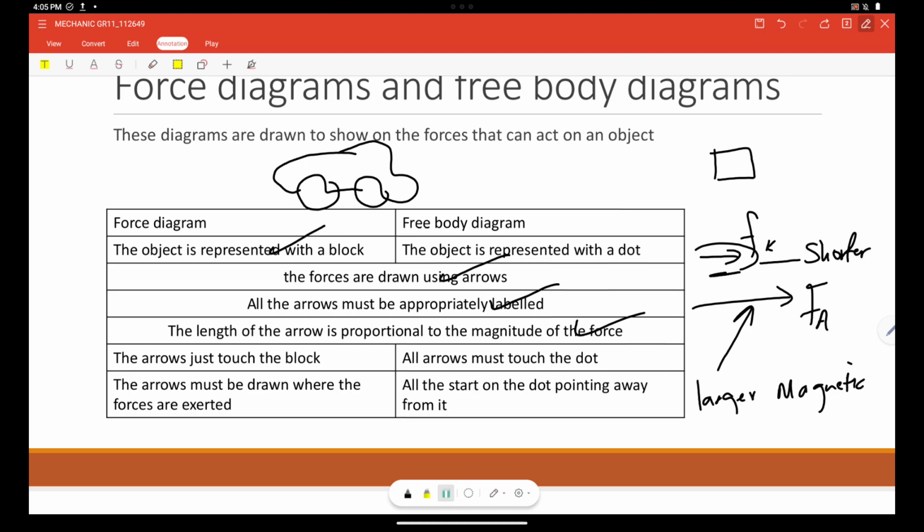Then the other one says arrows must touch the block. If this is the applied force and I'm drawing it, it is very important that the force must touch the box. If you draw the force applied some distance away from the box, then that will be marked incorrect. And then it says that arrows must be drawn where the forces are exerted.